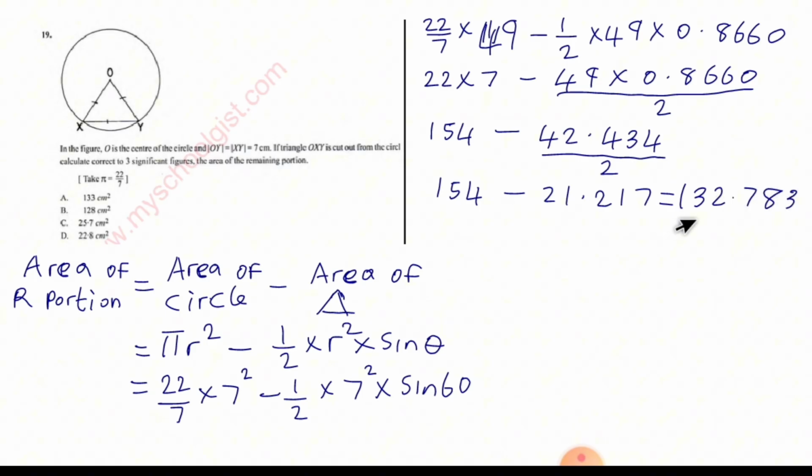132.783. Now, approximately, they said that our answer should be in 3 significant figures. So we count 1, 2, 3. The next number is more than a 5, so we add 1 to this. So here will become 133 centimeters square. So that's our answer, and our answer is A. Our next question, our final question for today.